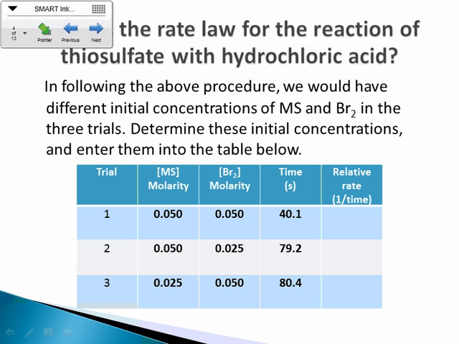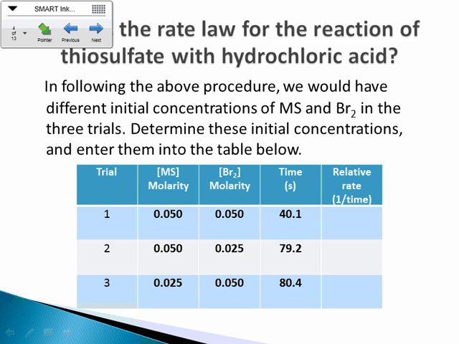For the second trial, the MS concentration is going to be the same, okay? But the Br2 concentration, we've already cut that in half by diluting it with water, and then it's getting cut in half again when it gets added to the MS. So then you end up with 0.025 as your concentration. And then same thing on experiment 3, you end up with 0.025 for the MS concentration and then 0.05 for the Br2. All right? And then we've also put in, or actually I guess this is already in here, the times that it took for each of those reactions to occur.